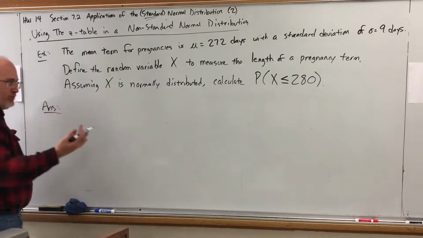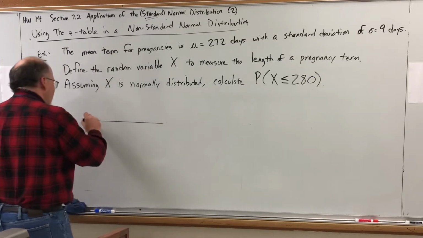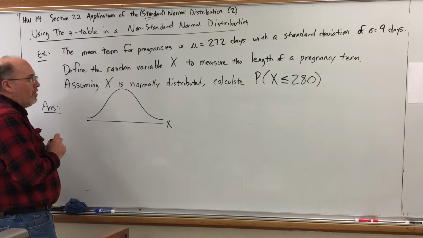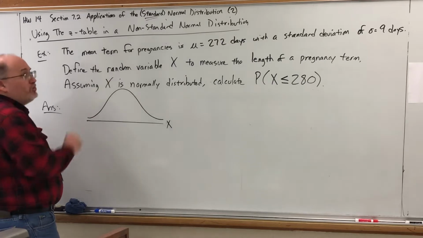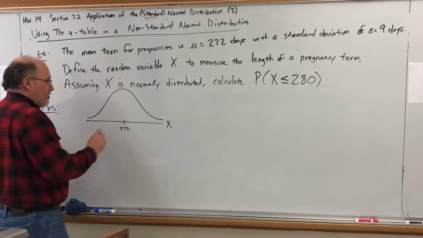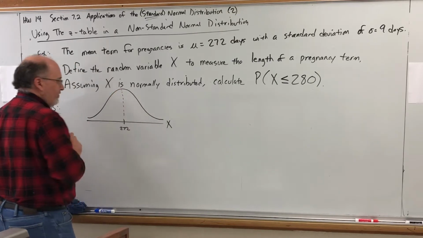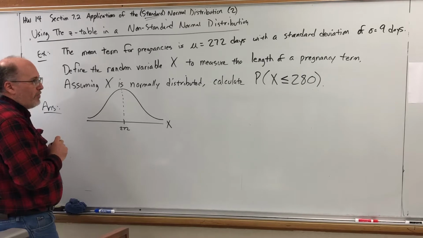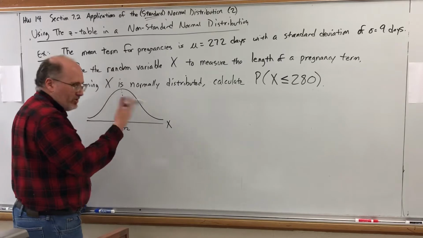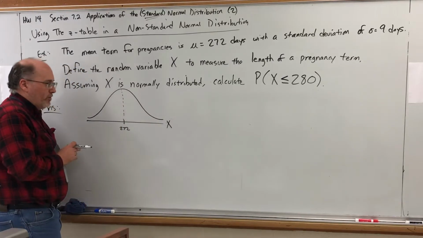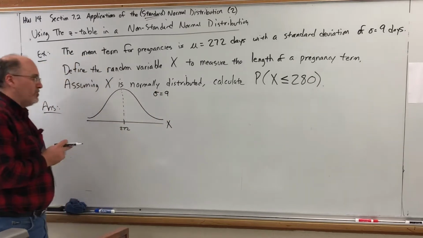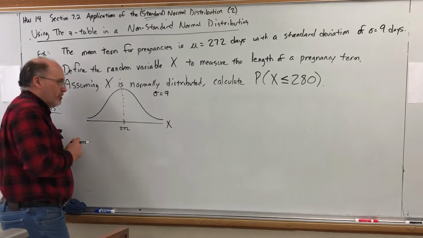let's think about what this means visually. If we're in a normal distribution with a mean of 272, that means that the middle of this bell curve, X is equal to 272. We could represent a standard deviation of 9 by going one standard deviation both sides and saying there's 68% of the data according to the empirical rule. But let's just write sigma equals 9 over here so that we don't have to draw all those extra lines and write those extra percentages.